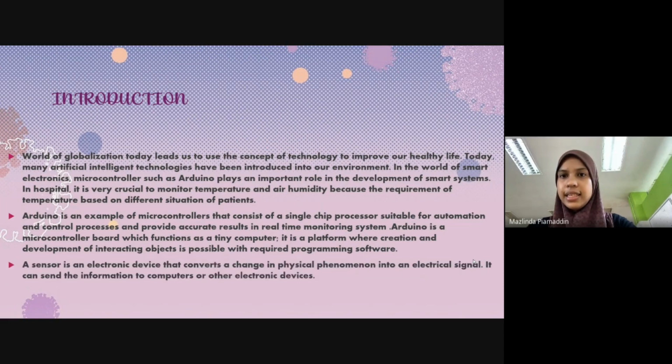A sensor is an electronic device that converts a change in physical phenomenon into an electrical signal. It can send the information to computers or other electronic devices.